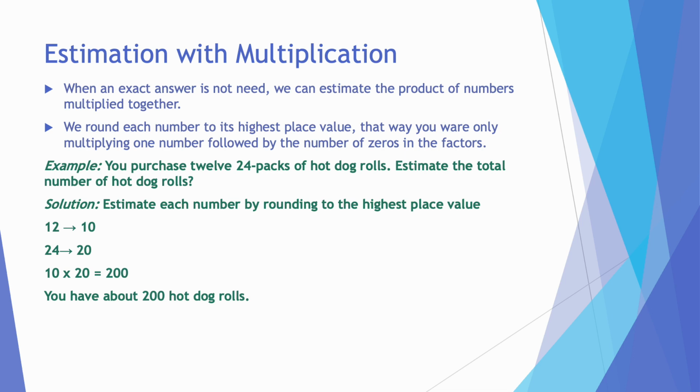For an example, you purchase 12 packs of hot dog rolls. Estimate the total number of hot dog rolls. Well, the solution, you estimate each number by rounding to the highest place value. There are 12 packs, 12 rolls in each pack, so 12 rounds to 10 and 24 rounds to 20. You multiply 10 times 20, you have 200. You have about 200 hot dog rolls.